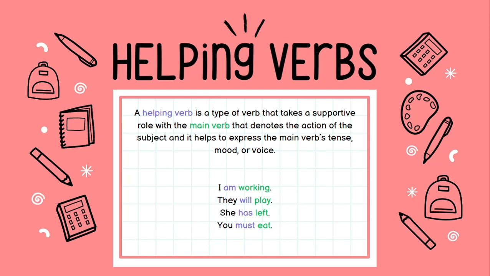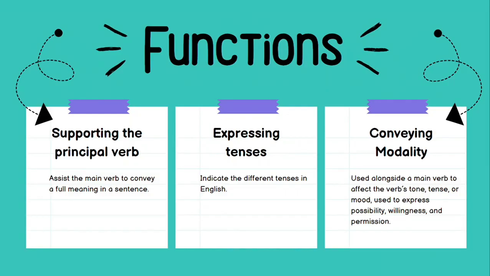In the fourth example, we have must. This is a modal helping verb that we are going to check later. The main functions are supporting the principal verb. It means to assist the main verb to convey a full meaning in a sentence.